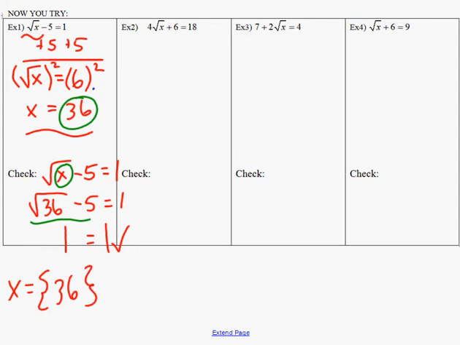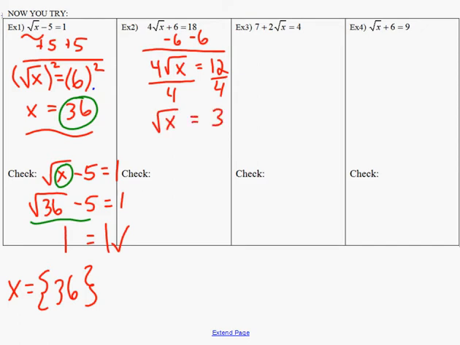All right, let's try example 2. Example 2 is the same thing. We're going to isolate the square root sign, and then we're going to square both sides, get rid of it. So I'm going to subtract 6 to start off with. We'll get 4 times the square root of x is equal to 12. Then I'm going to divide by 4 to further isolate the radical sign. And we get the square root of x is equal to 3. Now to get rid of my square root sign, I'm going to square both sides. And I'm going to get x is equal to 9.